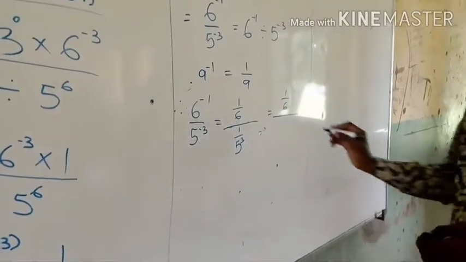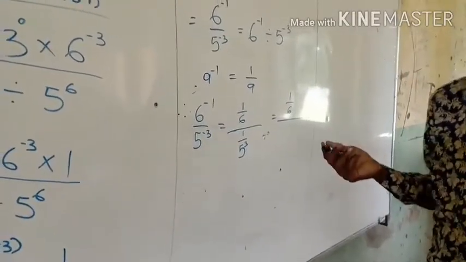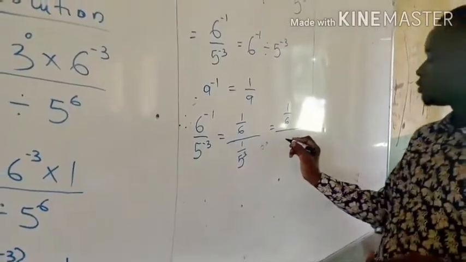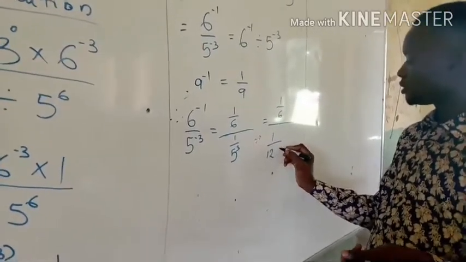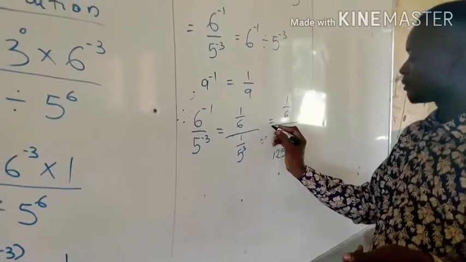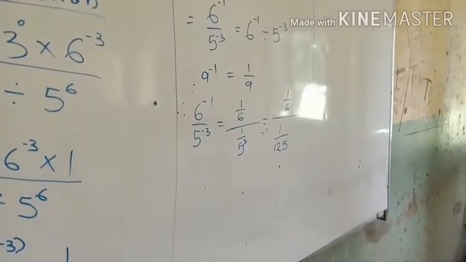5 raised to the power 3 will give us what? 5 times 5, 25. 25 times 5 is 125. So it will give us 1 all over 125. Now you can see, right?